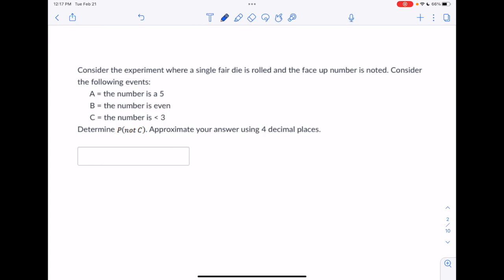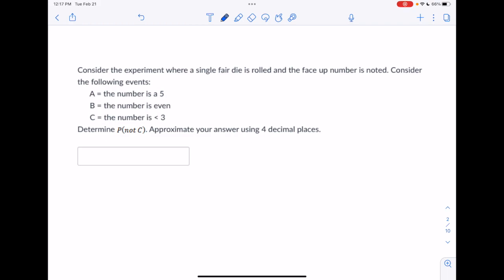Let's give it a quick read through. Consider the experiment where a single fair die is rolled and the face-up number is noted. Consider the following events. Event A, the number is a 5. Event B, the number is even. C, the number is less than 3. And they want us to determine the probability of not C and approximate that using 4 decimals.